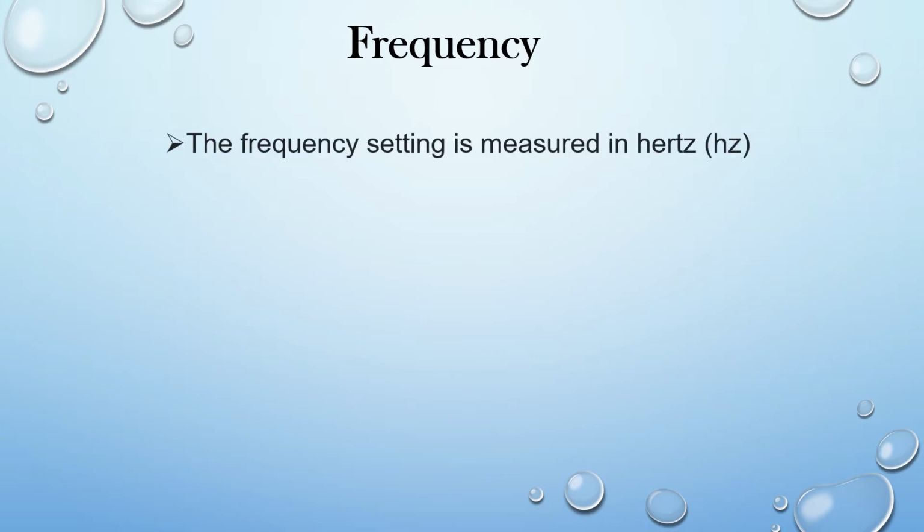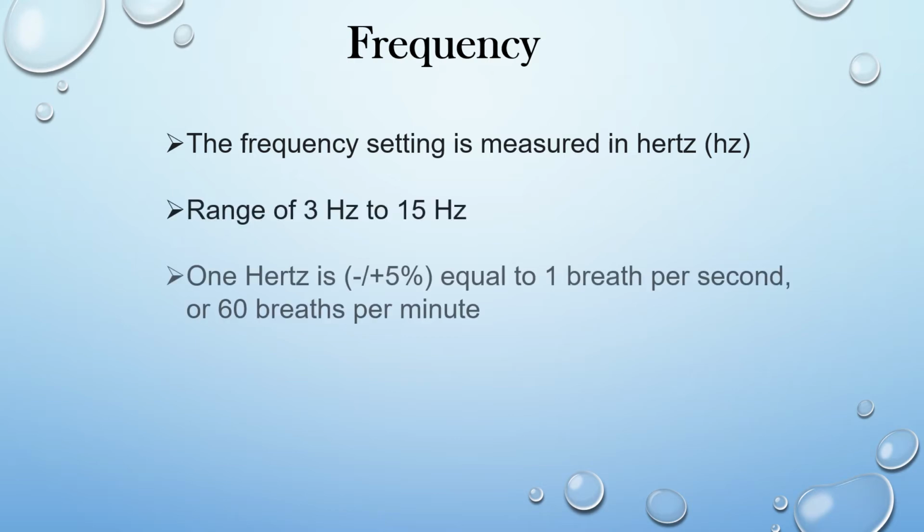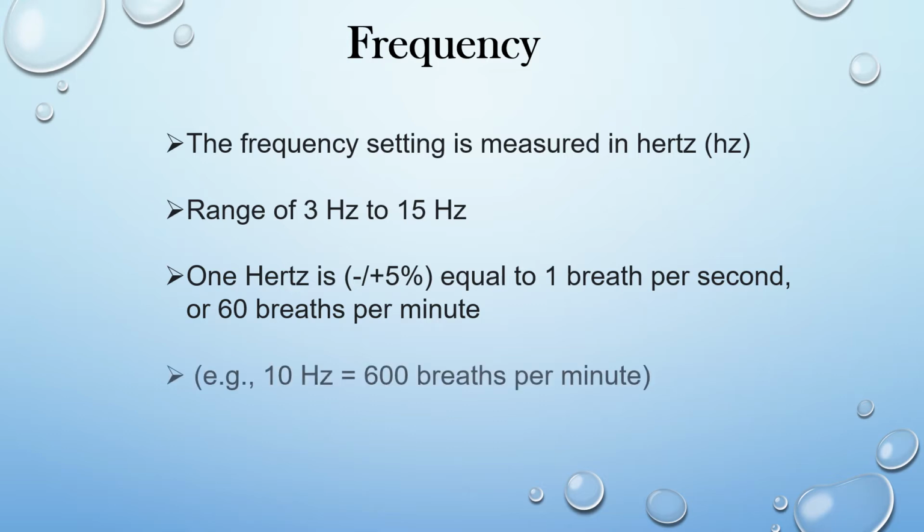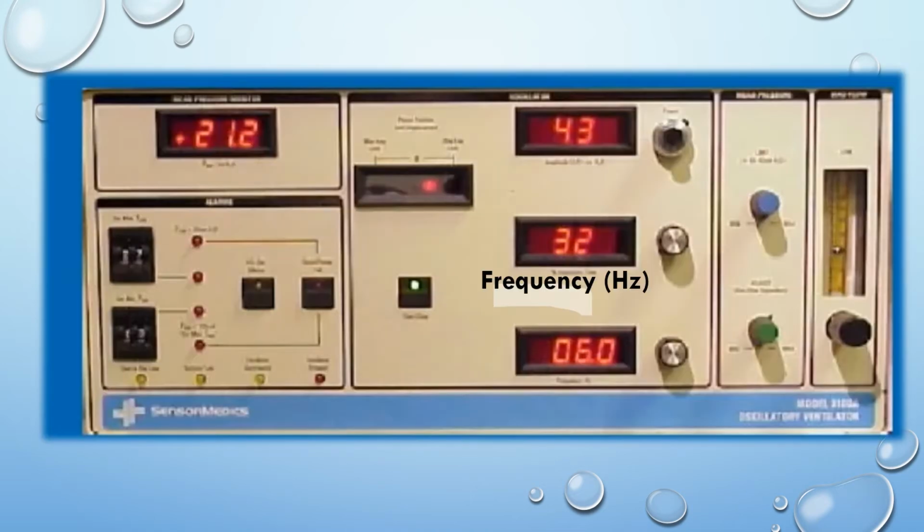Frequency. The frequency setting is measured in Hertz. Setting ranges from 3 to 15 Hertz. 1 Hertz is equal to 1 breath per second, or 60 breaths per minute. Example, 10 Hertz equals 600 breaths per minute. On this screen we see the frequency or Hertz is set to 6.